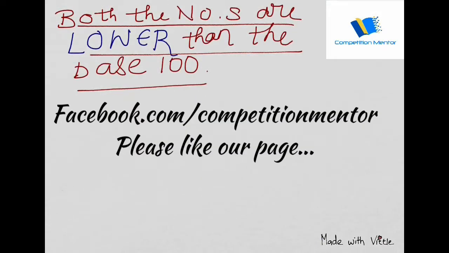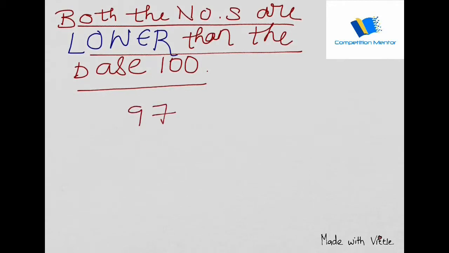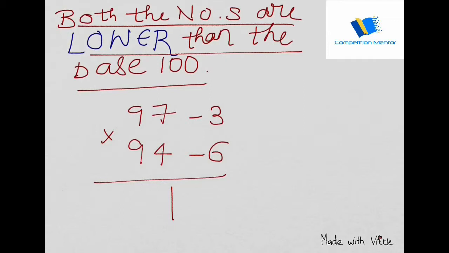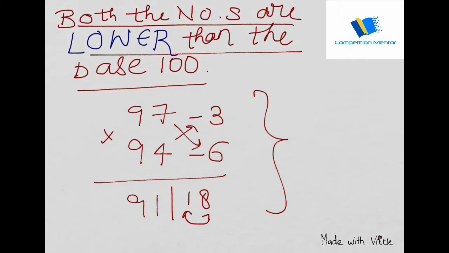So how do we multiply when both the numbers are lower than the base 100? Imagine you have to multiply 94 into 97. So 94 is less than 100 by 6 and 97 is less than 100 by 3. 6 into 3 is 18. This should be a 2-digit number, because the base is 100. So 97 minus 6 is 91, or even 94 minus 3 is 91. Anything will do. So 91, 18.